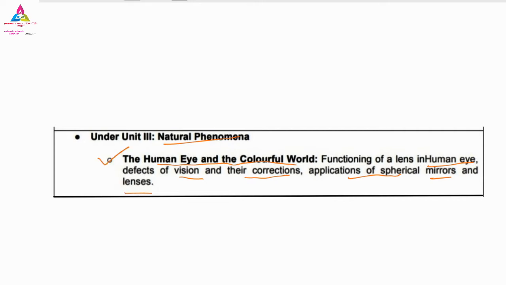So this year lots of things they have removed. Don't read all these things again, because it is out of syllabus. From unit 3, natural phenomena, they have removed this much. You can mark it down in your textbook and no need to read it for this year.